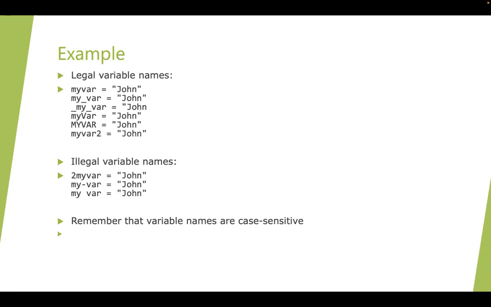But illegal names are 2myvar, because you started with a 2. You should never start with a number. Secondly, my-var uses a minus, so you don't do that. You use an underscore instead. If you're using a minus, it's gonna think you're subtracting var from my, so it's gonna throw an error. And also, you should never leave space between your variable names.